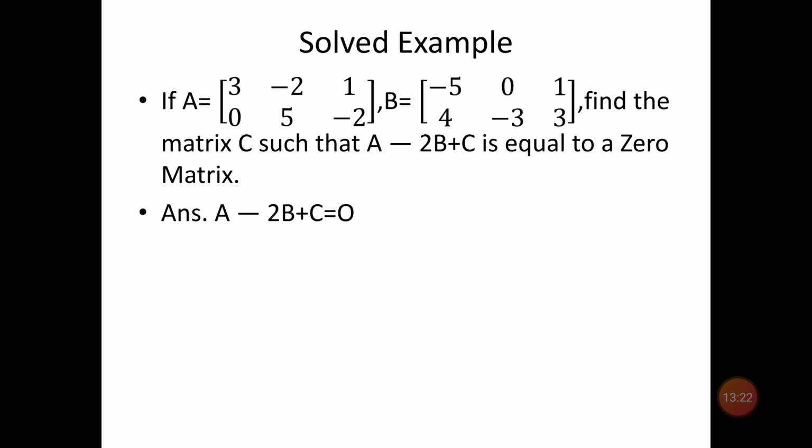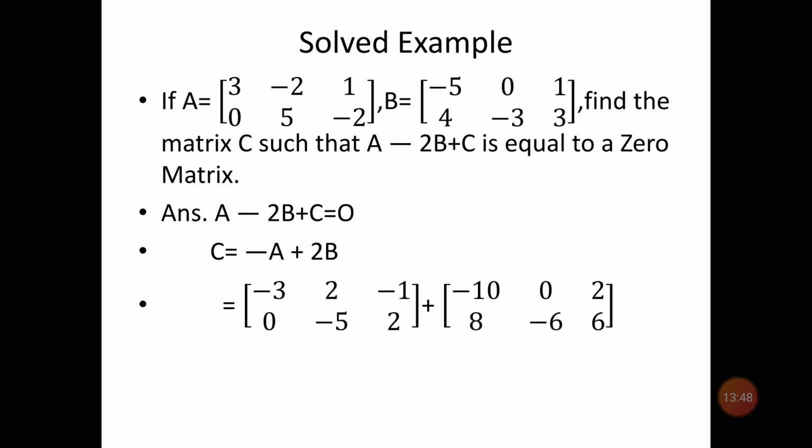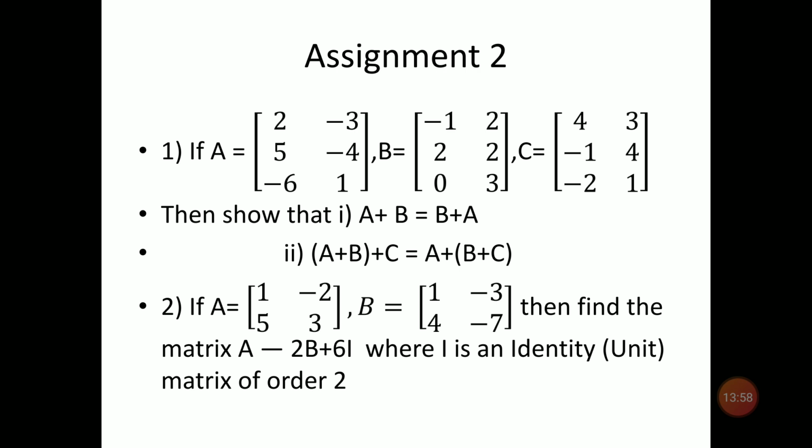Then what do we have to calculate? The matrix C such that A minus 2B plus C is equal to 0. So here it is simple algebra. Since we have to calculate C, we put it on one side, take all the remaining elements on the other side. When you take it on the other side, obviously the sign changes. So A becomes minus A, minus 2B becomes plus 2B, and then you have to perform the operations: first scalar multiplication, then addition, and you get the matrix C. So in this fashion we have to solve these examples.